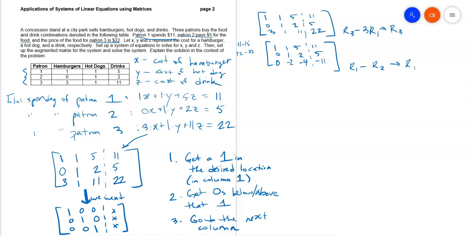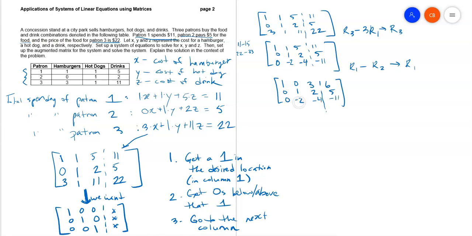And so what is going to happen? And by the way, that's why we wanted to get zeros below here, so that whenever we do this process that we're about to do, we're not going to mess up any of the work that we did previously. And so row 1, and we want to subtract 1 times row 2. So for our new row 1, we will have 1 minus 0 in this slot, which is just 1. And then we're doing 1 minus 1, which is 0. And we're doing 5 minus 2, which is 3. And then we're doing 11 minus 5, which is 6. So that's our new row 1. Everything else stays the same. We have the same row 2 and the same row 3.